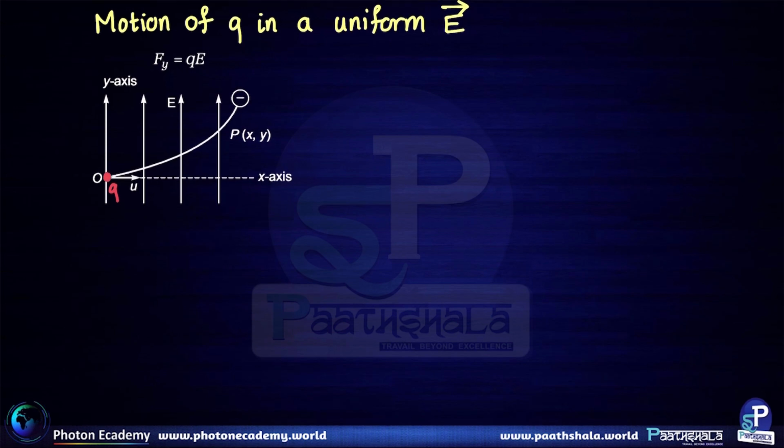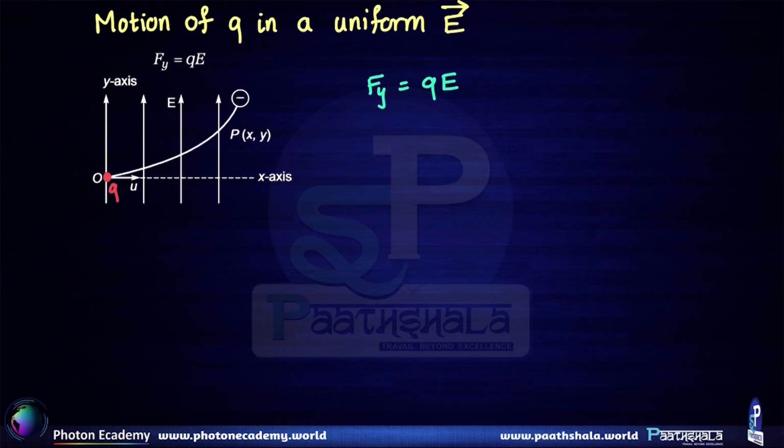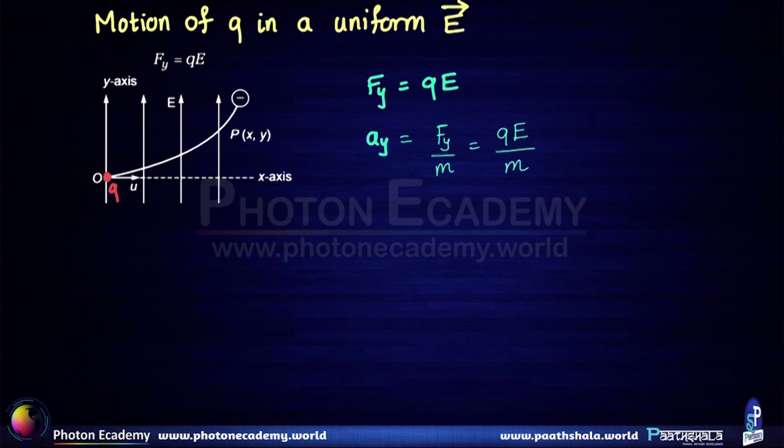So naturally, the charge will experience a force in the positive y-axis direction. The force will be Fy is equal to Q times E, as has been mentioned over here. There will be no force in the x direction or the z direction because there is no electric field in the x or the z directions. This force will accelerate the particle, and hence the acceleration of the particle in the y direction Ay will be equal to Fy divided by m, that is equal to Qe divided by m.